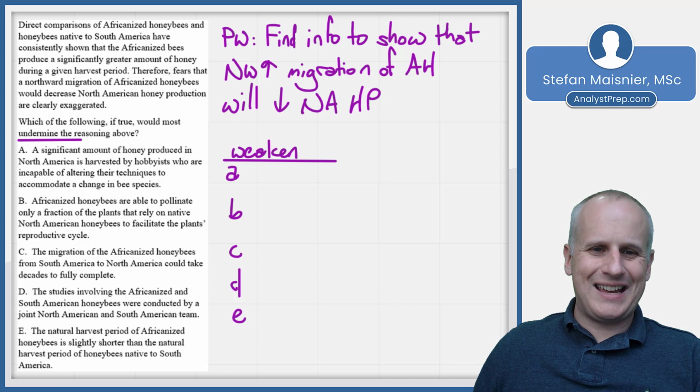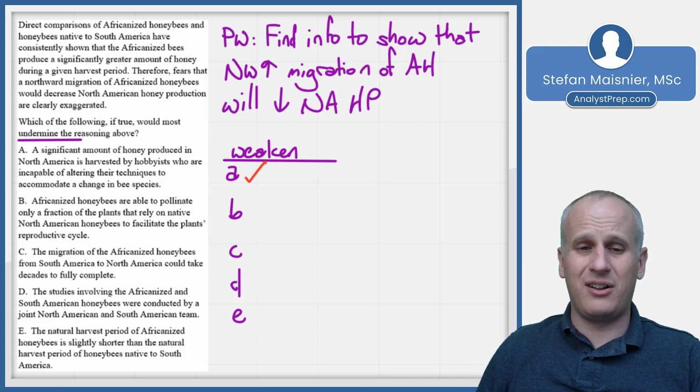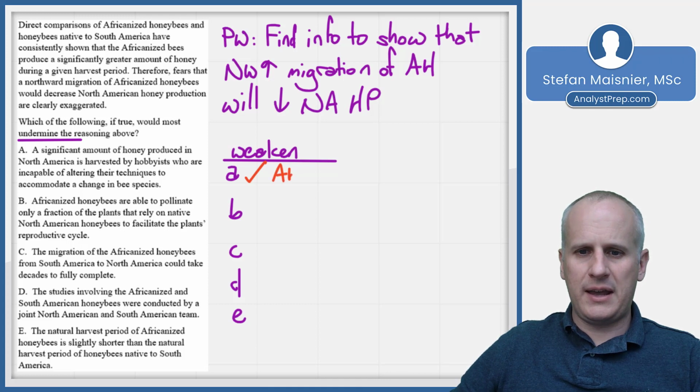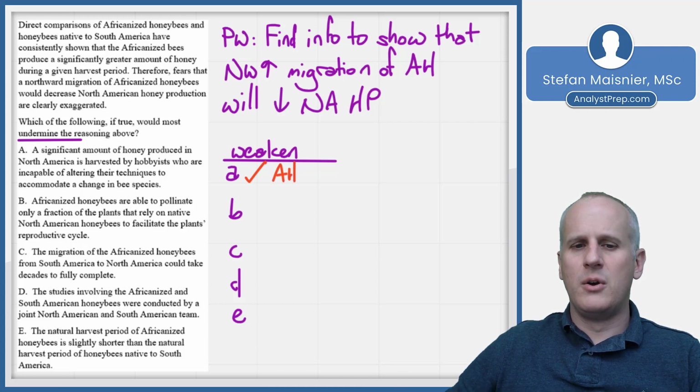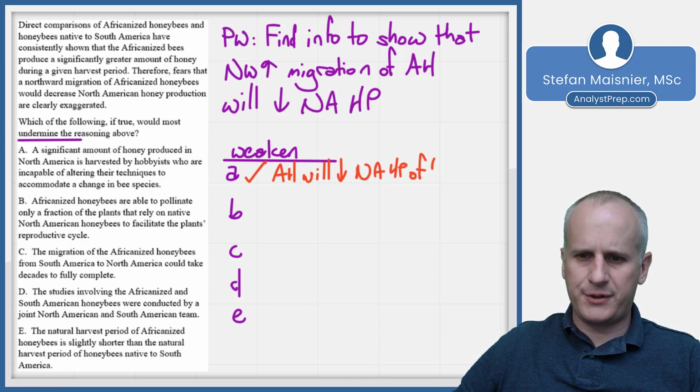So, choice A, a significant amount of honey produced in North America is harvested by hobbyists who are incapable of altering their techniques to accommodate a change in bee species. Well, yeah, that's it, right? And if you predict well, you're not going to need to predict too specifically to find what the right answer is, because this shows that the AH, the Africanized honeybee, will lower the NA honey production of those hobbyists.